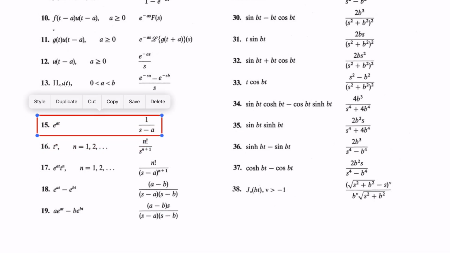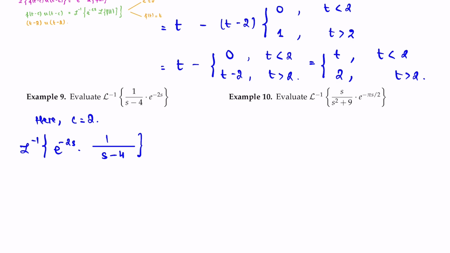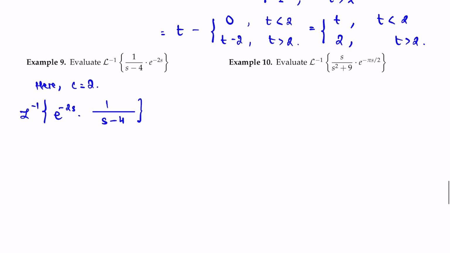When you look at the Laplace transform table, you can see something here. You have the formula 15. You have 1 over s minus a, for a equal to 4 in this case. Okay, so go back to the note. So 1 over s minus 4 gives you the Laplace transform of e to the 4t. So this is the inverse Laplace transform of e to the negative 2s times the Laplace transform of e to the 4t.